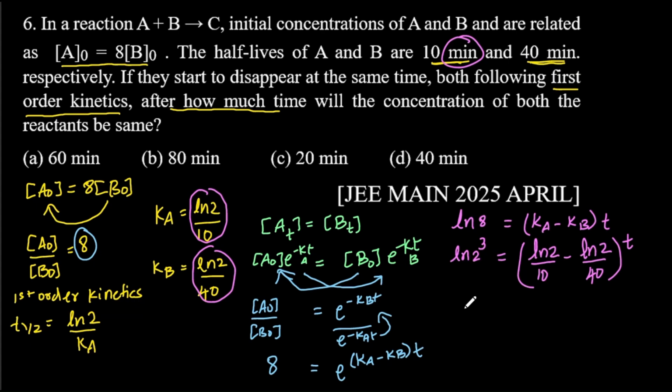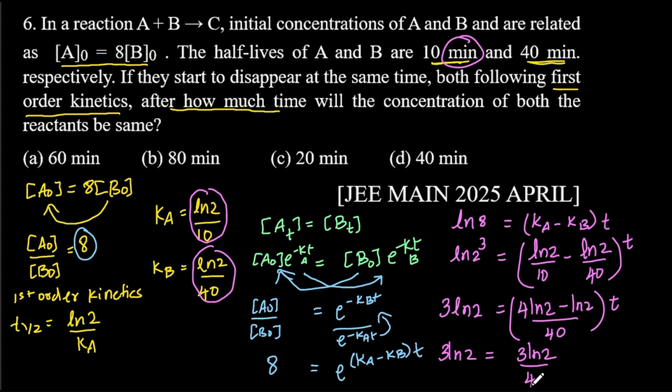So now we can write this ln 2 cube as 3 ln 2 is equal to, now you have to take the LCM for the right hand side. The LCM is 40. So you have to multiply the first term by 4. So 4 ln 2 minus ln 2, into time. So 3 ln 2 is equal to 4 ln 2 minus ln 2, which is again 3 ln 2, divided by 40, into time. So this 3 ln 2 will get cancelled. Taking the 40 to the left hand side, you will get the answer. Time t is equal to 40 and the unit is minutes. So the correct option is option D.